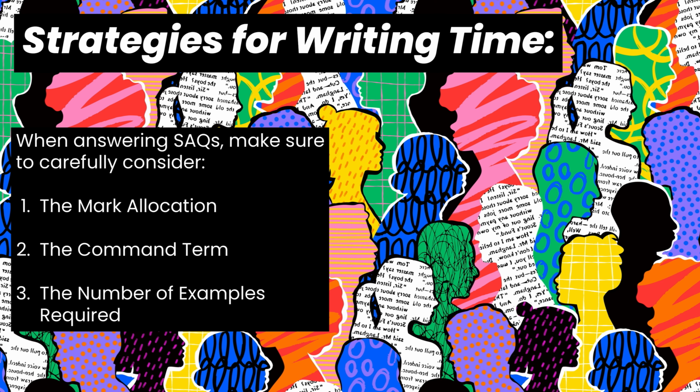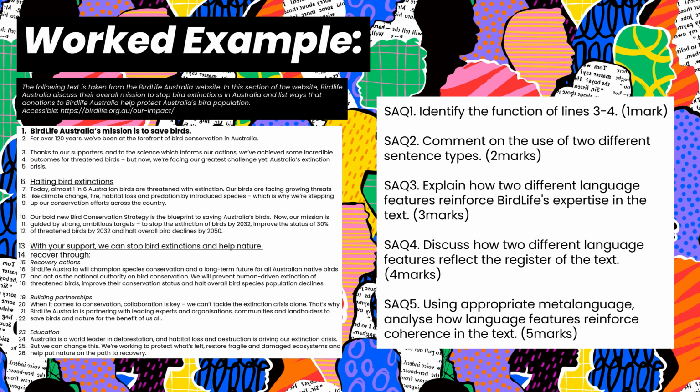Okay, with strategies out of the way, it's time for us to jump into our worked example for today. So, the following text is taken from the BirdLife Australia website, which is the organisation that, in addition to aiming to stop bird extinctions in Australia, actually runs the biannual Bird of the Year competition, which is going to happen later on this year.